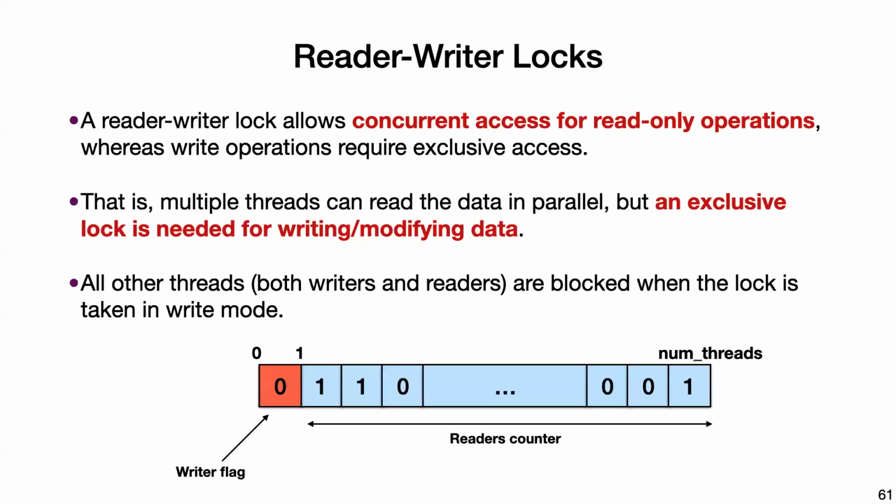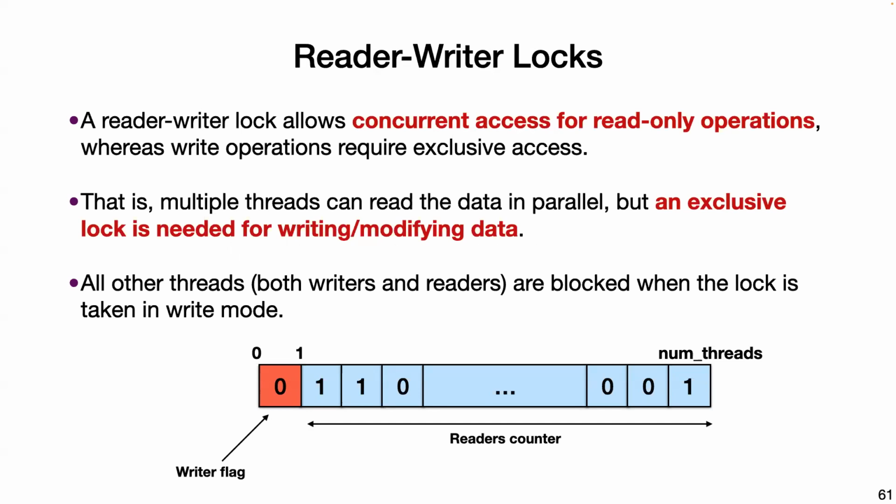Okay, so we were talking about mutual exclusion before. There are more complicated locks that you can implement. So one traditional one is called reader-writer locks, which is when you allow concurrent access for read-only operations, but make exclusive access for write operations. Multiple threads can read the data in parallel, but you need to grab an exclusive lock to write and modify the data, and nobody can read while the write lock is taken.